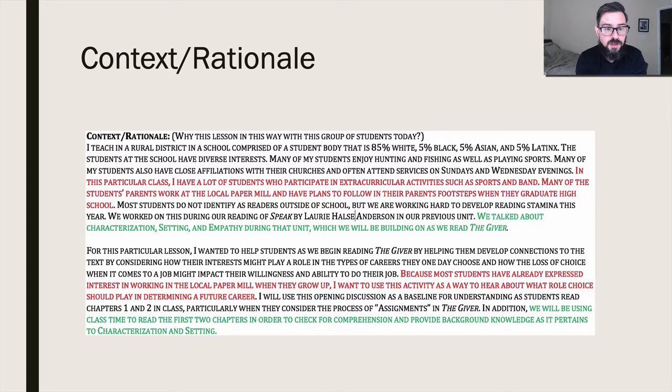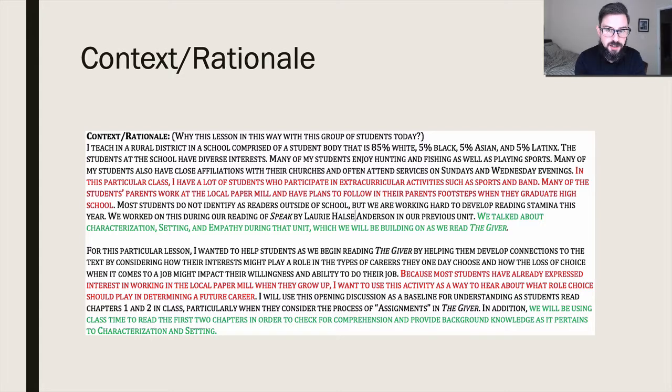For this particular lesson, I wanted to help students as we begin reading The Giver by helping them develop connections to the text by considering how their interests might play a role in the types of careers they one day choose, and how the loss of choice when it comes to a job might impact their willingness and ability to do their job. So in red, I say because most students have already expressed an interest in working in the local paper mill when they grow up, I want to use this activity as a way to hear about what role choice should play in determining a future career.